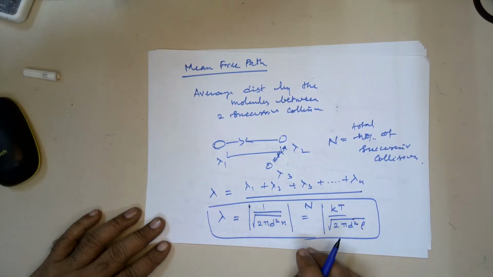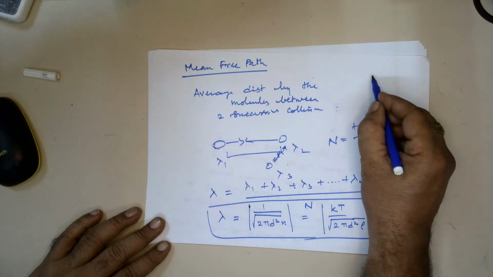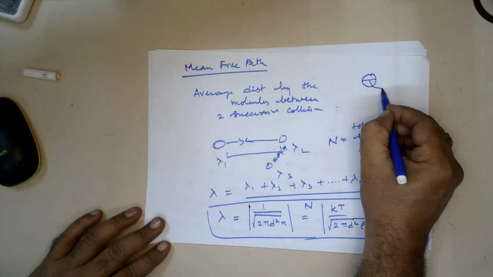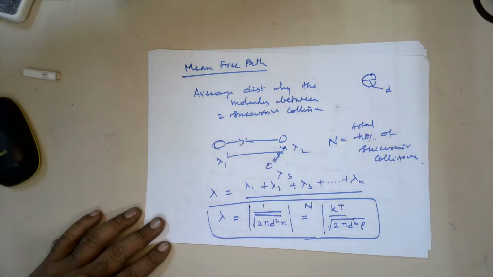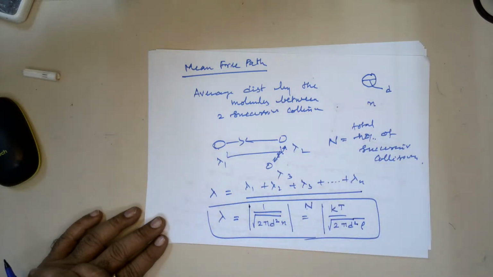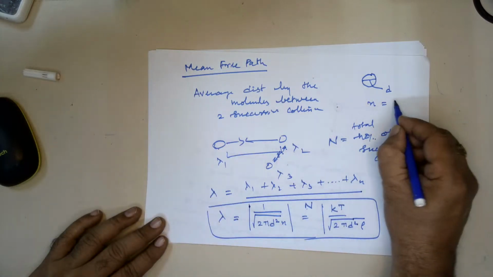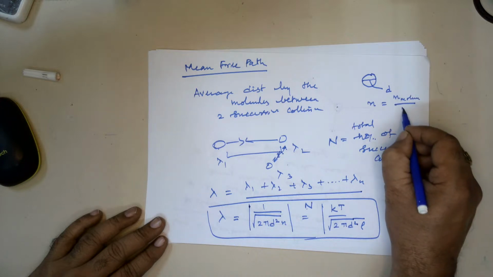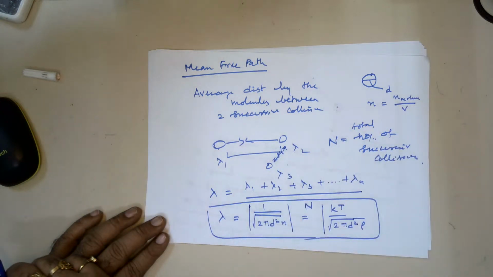where d is, let me consider this molecule, the diameter of the molecule. So this is d, diameter of the molecule. And n is the number of molecules per unit volume. T is absolute temperature. P is pressure.